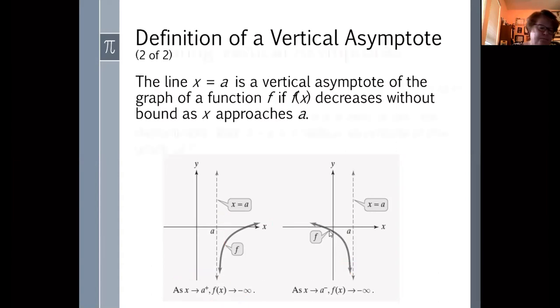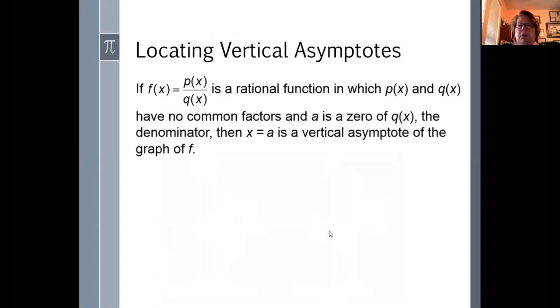All right, how do you find them? To locate a vertical asymptote, if you have a function f of x equals p of x over q of x, a rational function in which p of x and q of x have no common factors, so if they do have common factors, you're going to have to cancel those out, and a is a zero of q of x, a is a zero of the denominator, then x equals a is a vertical asymptote of the graph of f.